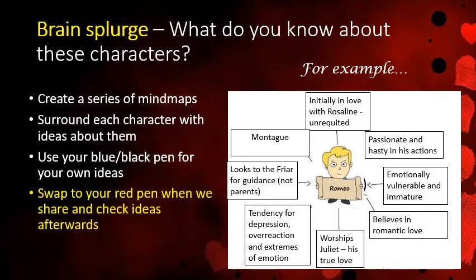So for instance, here's one for Romeo. He's initially in love with Rosaline, but that love is unrequited. He's a Montague, he's passionate and hasty in his actions, and that essentially is one of his fatal flaws. He's emotionally vulnerable and very immature. He believes in romantic love, he's very idealistic. He worships Juliet, his true love. He has a tendency for depression, overreaction, and extremes of emotion.